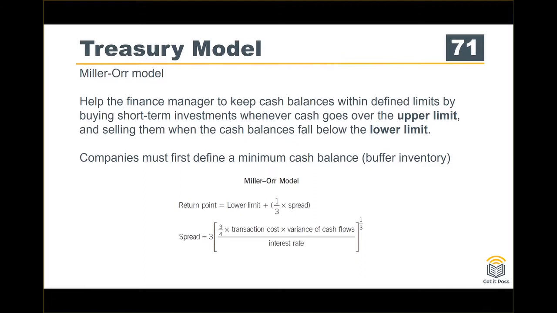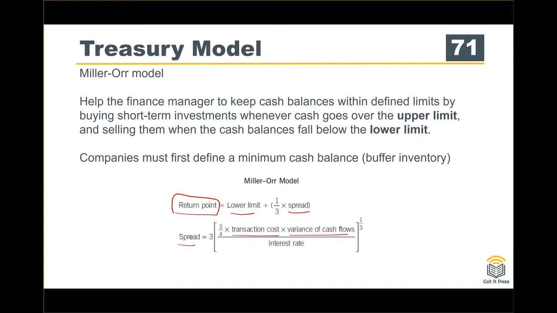But the Miller-Orr model is a completely new model that you learn, so the association put it in the formula sheet. And here we have different concepts we would like to explain to you. We have the concept of return point. We have the lower limit. We have the spread. And also we have the transaction cost. We have the variance of cash flows. So we have a lot of different concepts that we need to explain to you.